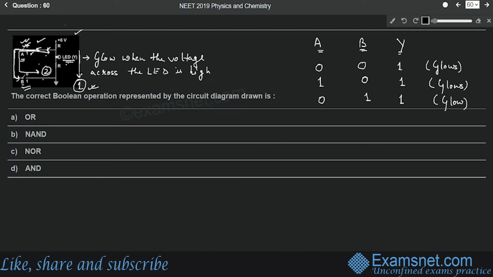Now in the last condition, when both the switches are on, the value of A and B will be 1. So current will follow path 2 only, because there is no obstacle in its path. This time current will not follow path 1. Therefore, the voltage across the LED will be low. That means it will be 0. The LED will not glow. Okay. Now looking at this truth table, you can understand that this is the characteristic of a NAND gate. Therefore, the correct option will be option number B, NAND.